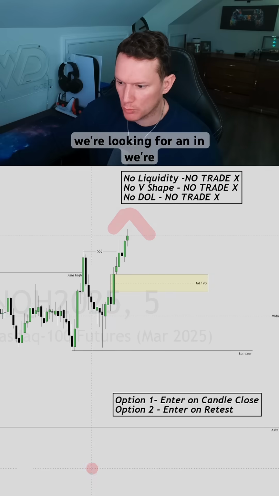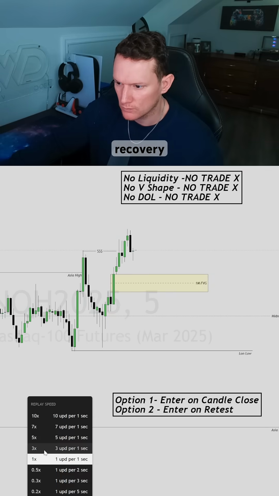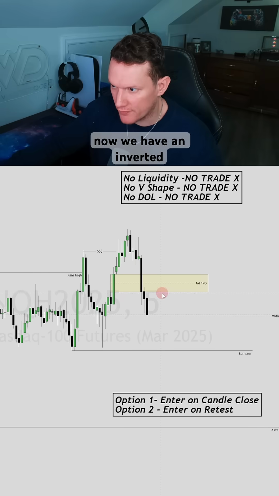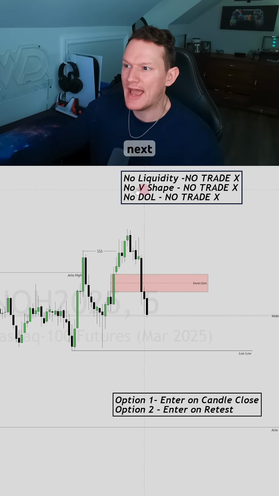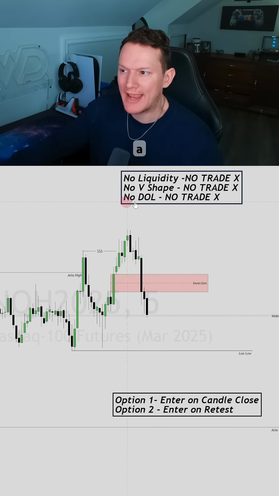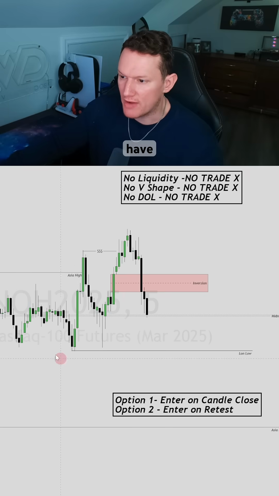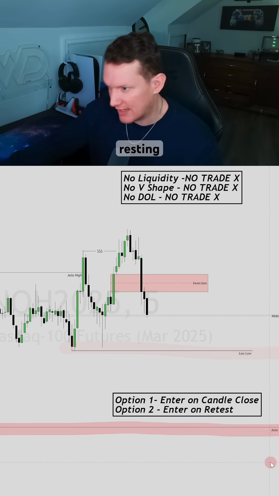So here we go. We're looking for a V-shaped recovery, which we end up getting. Boom. Now we have an inverted fair value gap. Okay, let's mark that out. Next, we're looking for a DOL, which is a draw on liquidity lower. We have London lows resting down here, and we have Asia lows resting down here.